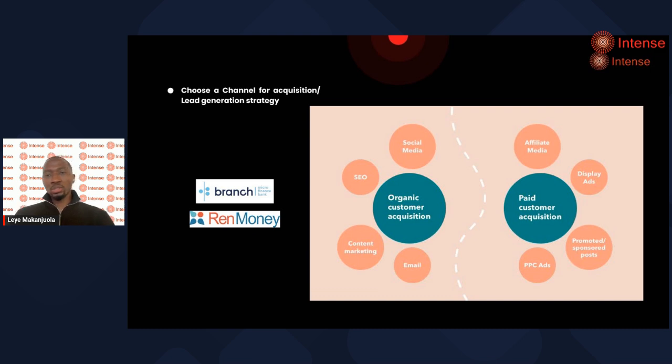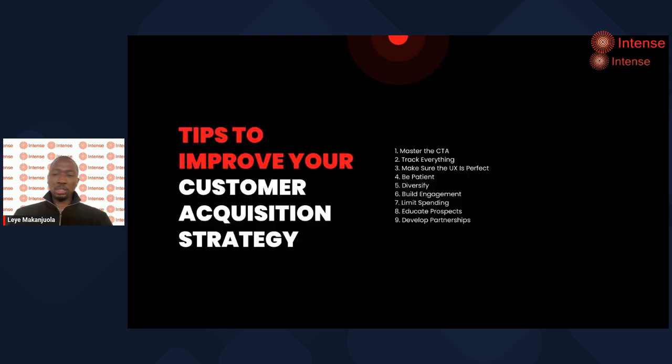You want to increase the budget that you spend on the successful platforms and reduce or remove the unsuccessful platforms entirely. Some of the businesses that we looked at in coming up with these insights were Branch and Rent Money, and we found that a lot of them use both organic and paid customer acquisition. Organic being SEO, content marketing, and email, while paid is mostly pay per click, display ads, and promoted and sponsored posts.